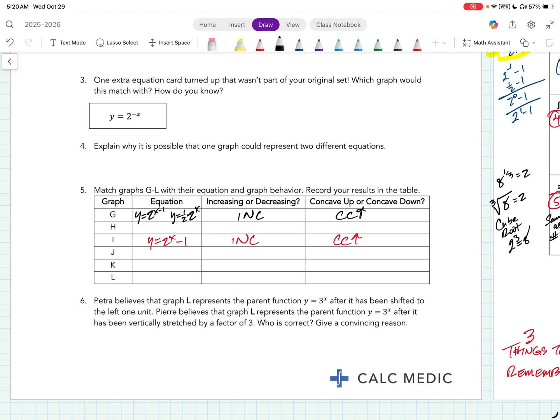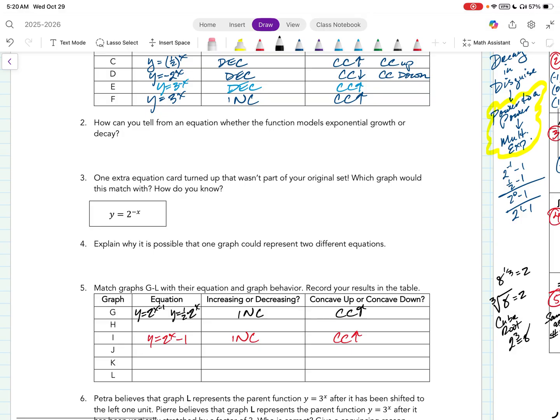All right. And then, of course, you got to answer all these questions here. So how can you tell from an equation whether the function models exponential growth or decay? You look at the base, right? You look at the base or the common ratio. It's the same thing. If r is less than 1, you have decay. If r is greater than 1, you have growth. And the only thing you have to be careful with is the negative exponent.